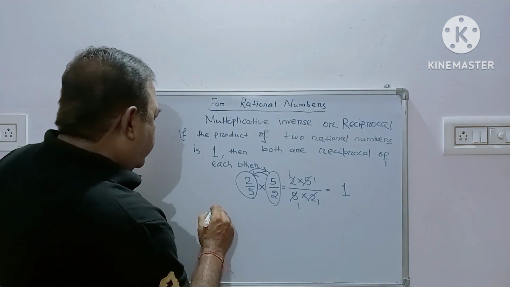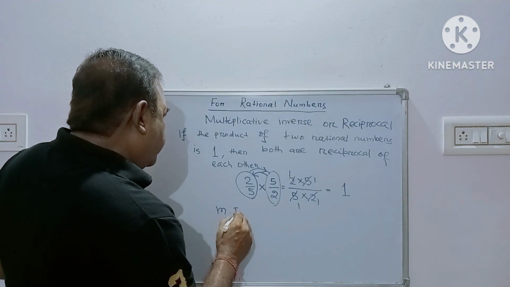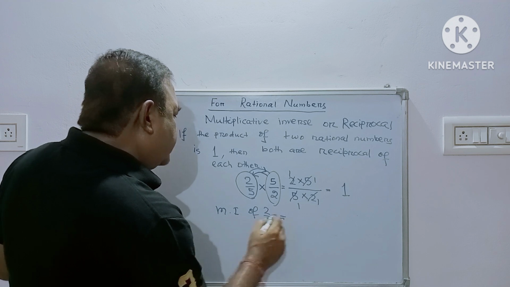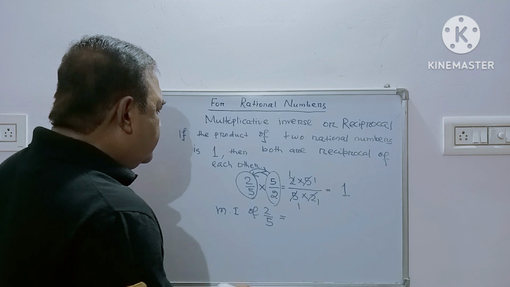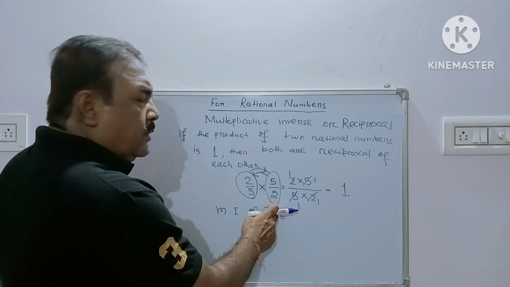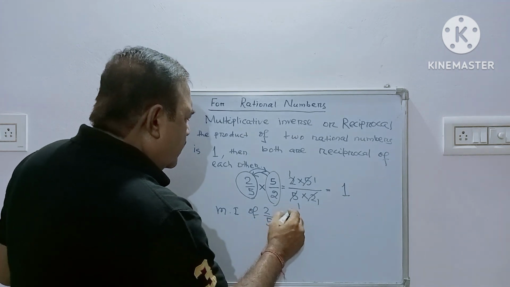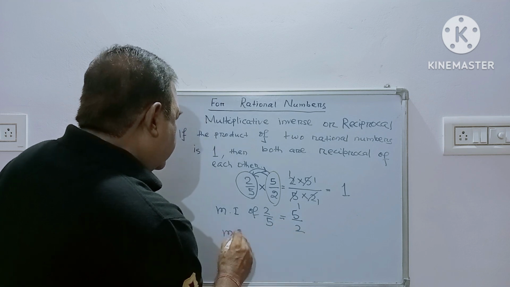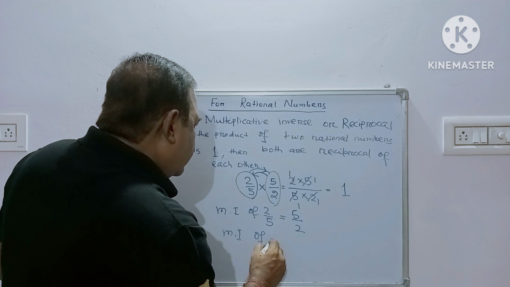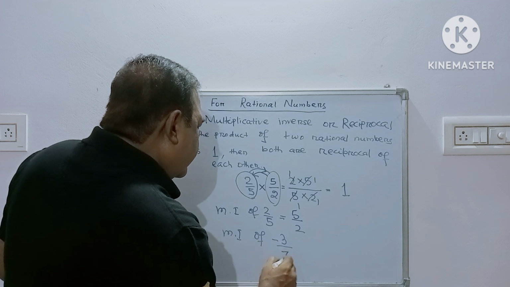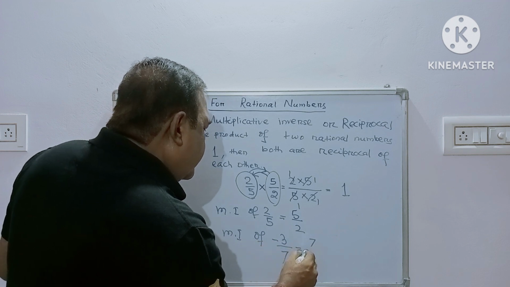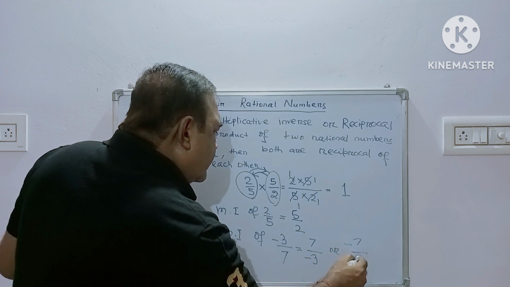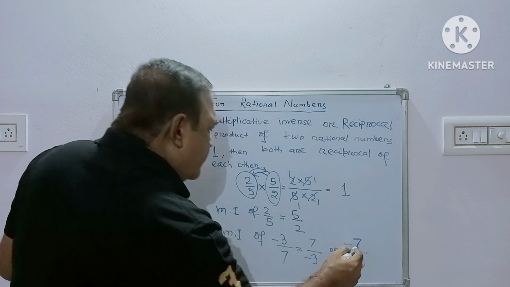So the multiplicative inverse, if I write in short, suppose the multiplicative inverse of 2 upon 5 is equal to, just bring the denominator into the numerator and take the numerator to the denominator. It will be 5 upon 2. And the multiplicative inverse of, suppose, minus 3 upon 7, is equal to 7 upon minus 3, or you may call it minus 7 upon 3. Both are right.